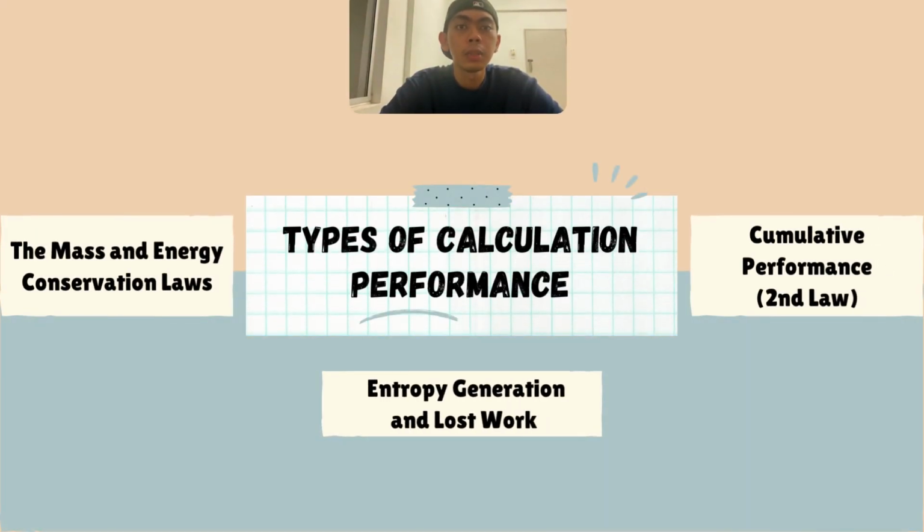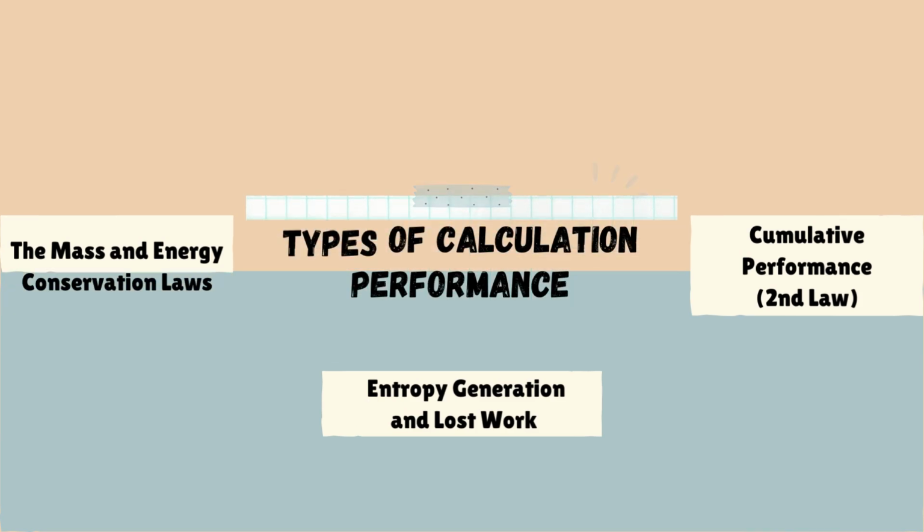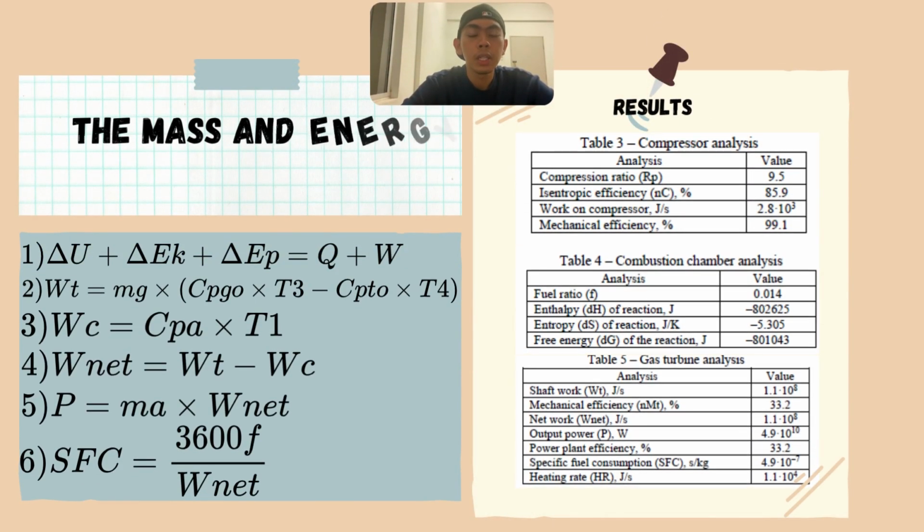I will explain about the performance calculation of the system. For this part, we have three types of calculation. The first one is we will calculate the mass and energy conservation law. Secondly, entropy generation and loss work. The last one is second law efficiency. Now, I will explain about the first part.